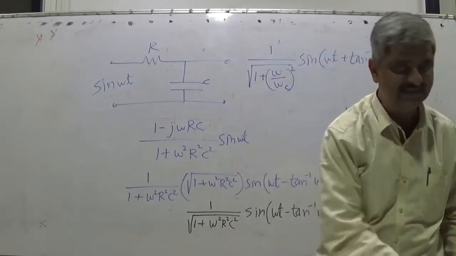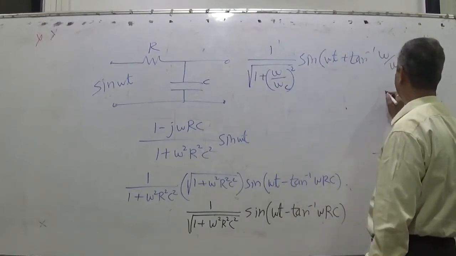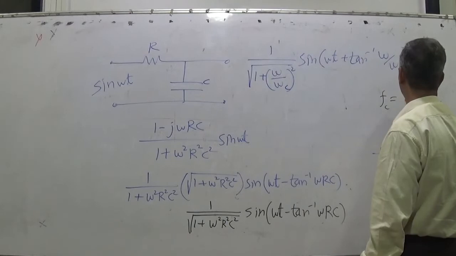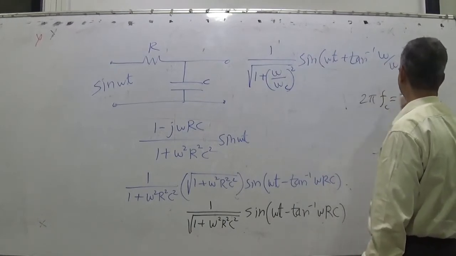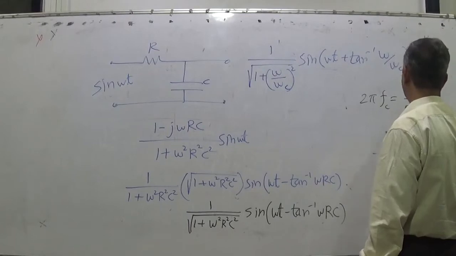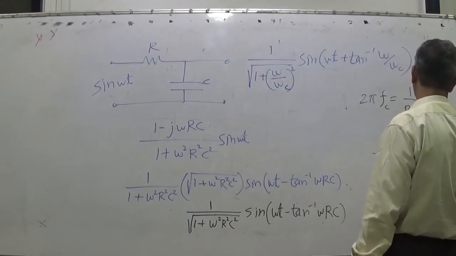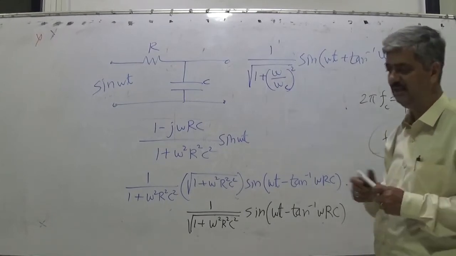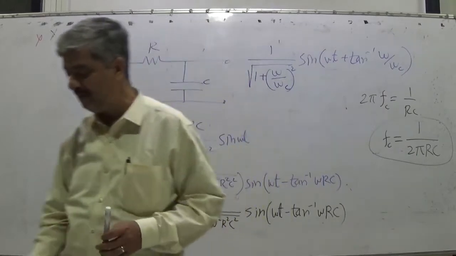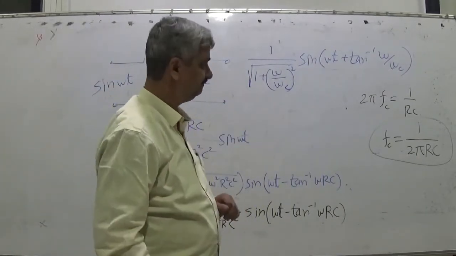where omega c is 1 upon RC. So what is the cutoff frequency? Omega is angular frequency. So what is omega c? 2 pi fc is equal to 1 upon RC. So fc, cutoff frequency in hertz, is 1 upon 2 pi RC, which you might have learned somewhere, maybe in vocational electronics. So fc is equal to 1 upon 2 pi RC is the cutoff frequency of the low pass filter.